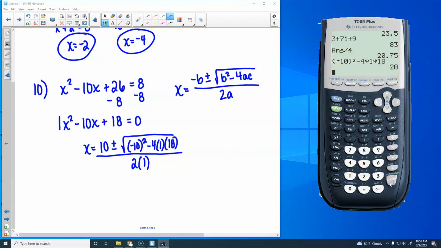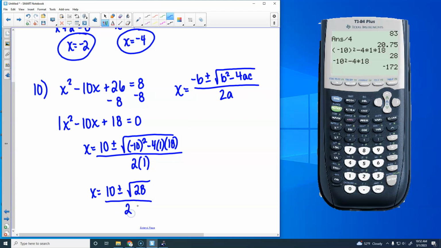And you will get 28. Okay. If you don't put those parentheses, if you do negative 10 squared minus 4 times 18, you're going to get the wrong number because it's not squaring that negative. I just leave the negative off. I don't even put it in because I know that when I square it, it's going to be positive. So we get 28 underneath that square root. So x equals 10 plus or minus the square root of 28 over 2.